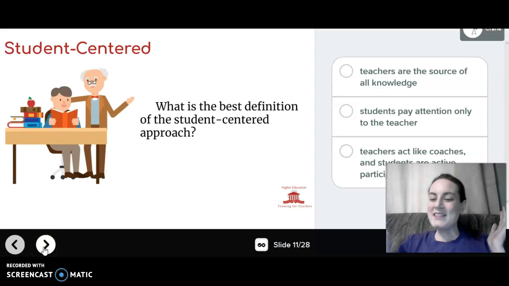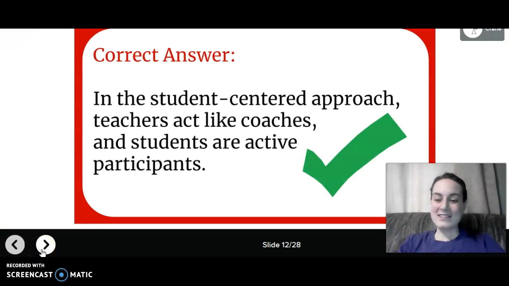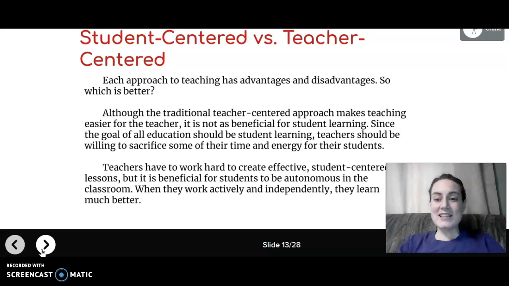What is the best definition of the student-centered approach? Teachers are the source of all knowledge. Students pay attention only to the teacher. Teachers act like coaches and students are active participants. I think it's that one there. Correct. Awesome.